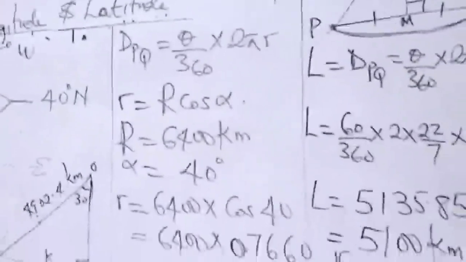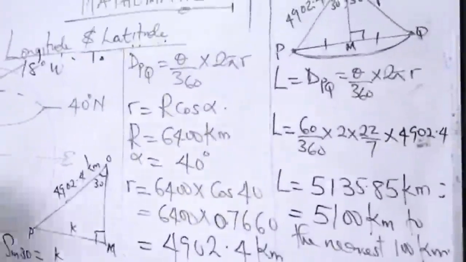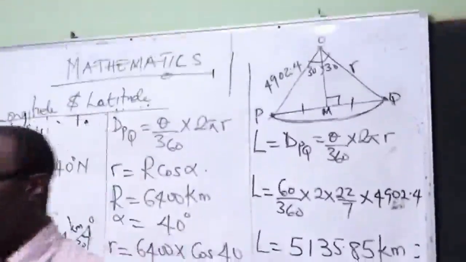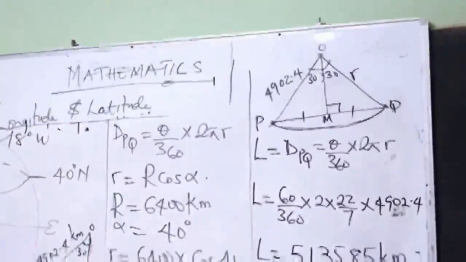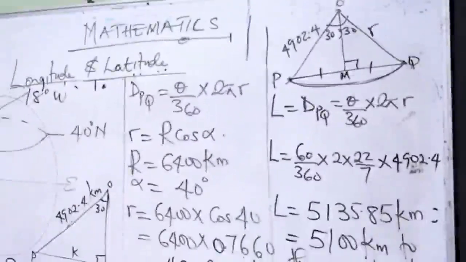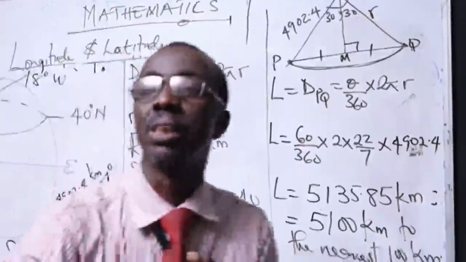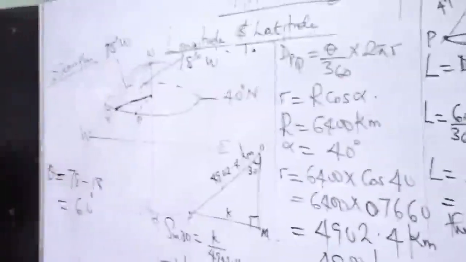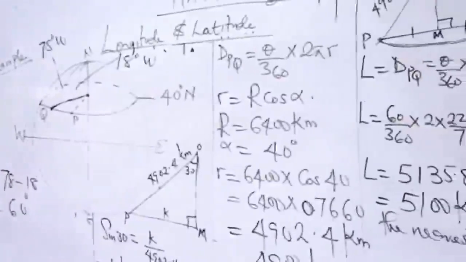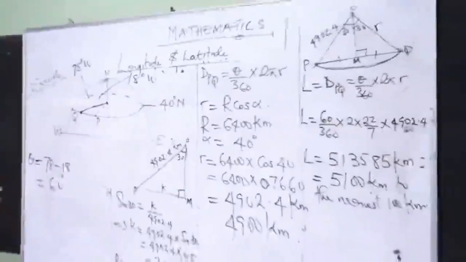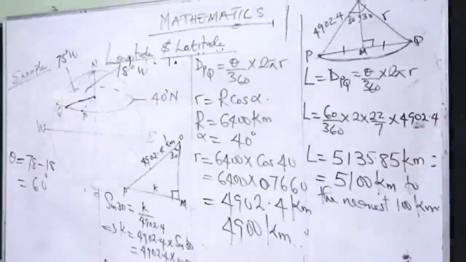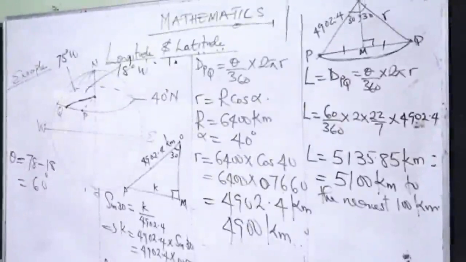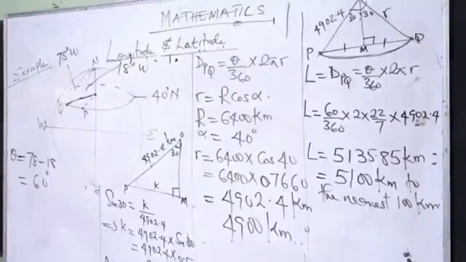Okay, so we are just emphasizing a process. They can ask you to find the length of an arc. They can also ask you to find the length of a chord. For that, I think we are done. To the nearest, of course, that will be 4900 kilometers.